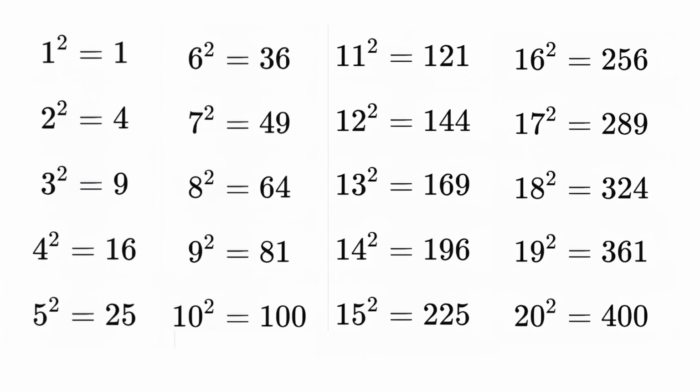Here are the square numbers from 1 to 20. Take some time to look at them and become familiar with these values. Remember that each one comes from multiplying a number by itself. For example, 20 squared means 20 times 20, which equals 400.